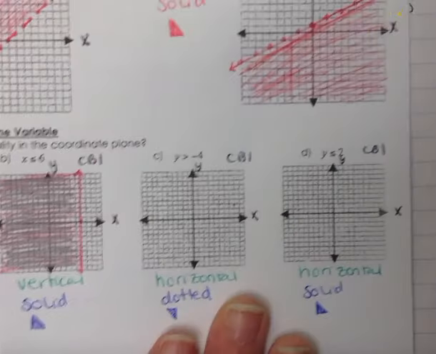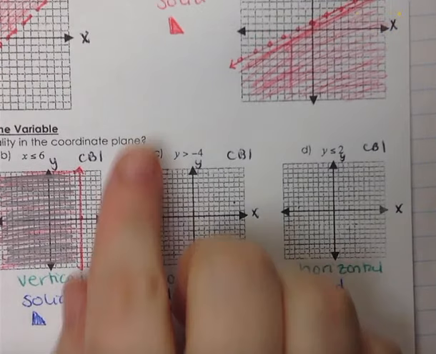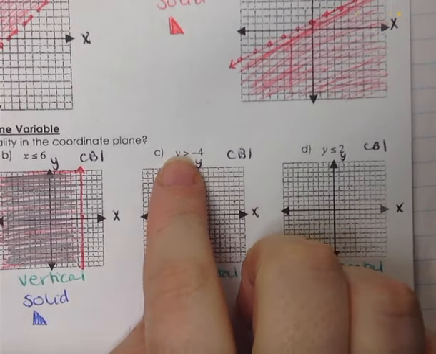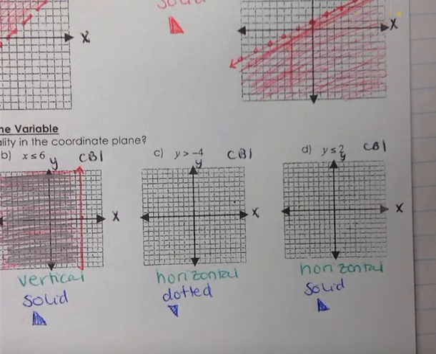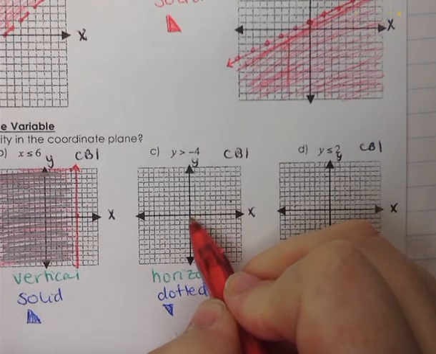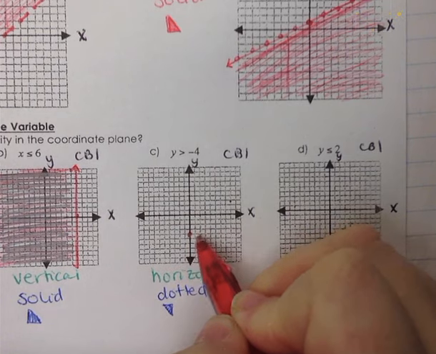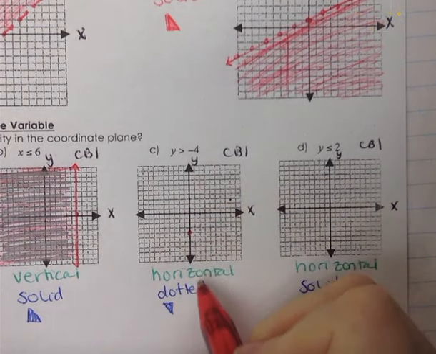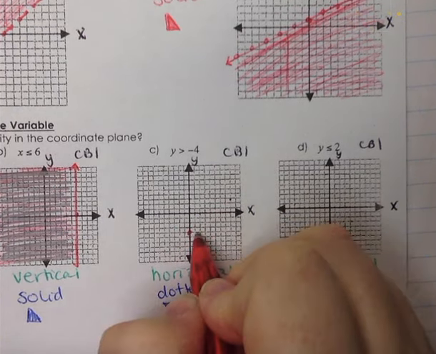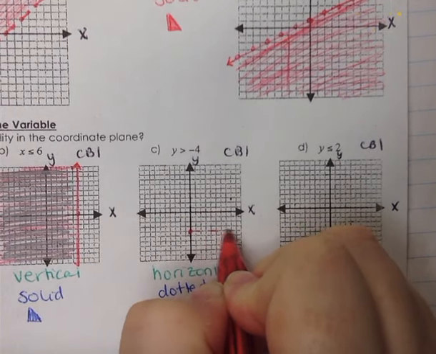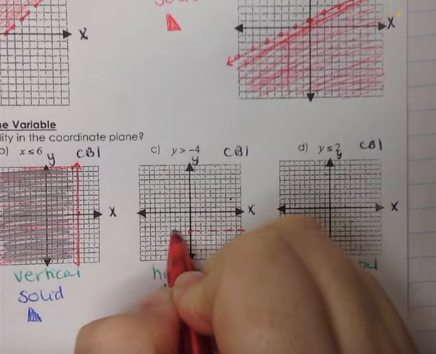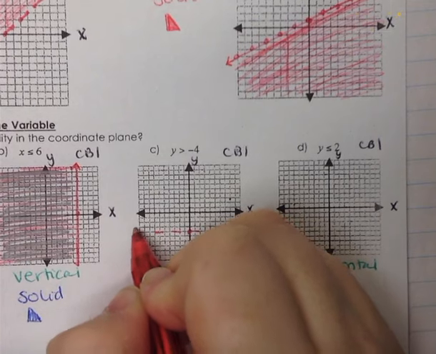Then for C and D, these are going to be horizontal lines. We do the same process by going to that y value of negative 4. So that y value of negative 4 is on the y-axis. 1, 2, 3, 4. I'm going to put a point there. But I want all of the y values of negative 4. And this is going to be a dotted line. So I'm just going to draw a dotted or dashed horizontal line where all of the y values are negative 4.